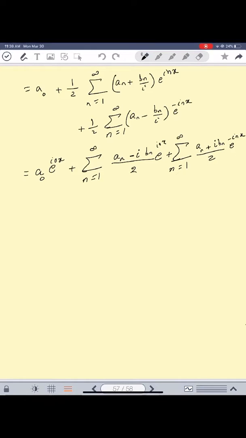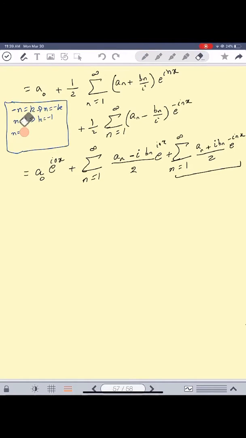I'm going to the last sum here, and I'm going to replace the negative n by k, which means n is negative k. Now what happens in this case? When n is 1, because my sum starts from 1 to infinity, k becomes negative 1, and when n is positive infinity, k becomes negative infinity. Okay? So this sum becomes the last sum.